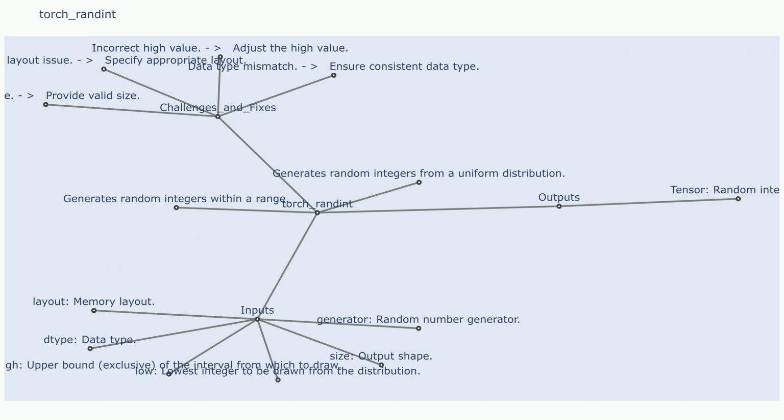Challenge 5: The layout argument is invalid. Sample use case that resulted in challenge 5: the layout argument is not a valid layout. Fixes to challenge 5: ensure that the layout argument is a valid layout. Challenge 6: The device argument is invalid. Sample use case that resulted in challenge 6: the device argument is not a valid device. Fixes to challenge 6: ensure that the device argument is a valid device.